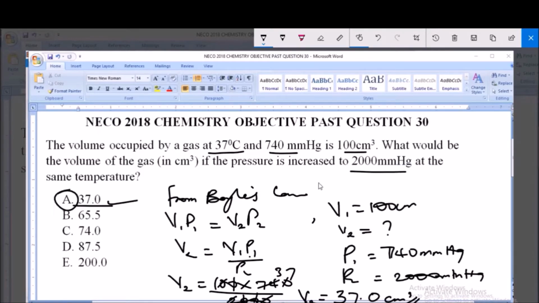So it is stated clearly that the pressure is inversely proportional to the volume, provided that the temperature is constant, according to Boyle's law. So this is the answer to this question.